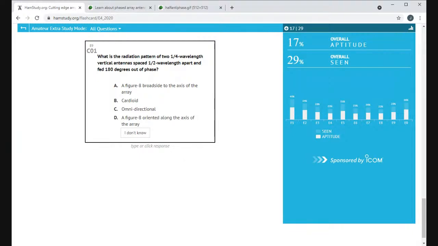So we get our interesting one, what is the antenna radiation pattern? What is the radiation pattern of two 1/4 wavelength vertical antennas spaced half a wavelength apart, fed 180 degrees out of phase? A. A figure 8 broadside to the axis of the array, B. Cardioid, C. Omnidirectional, D. Figure 8 oriented along the axis of the array.